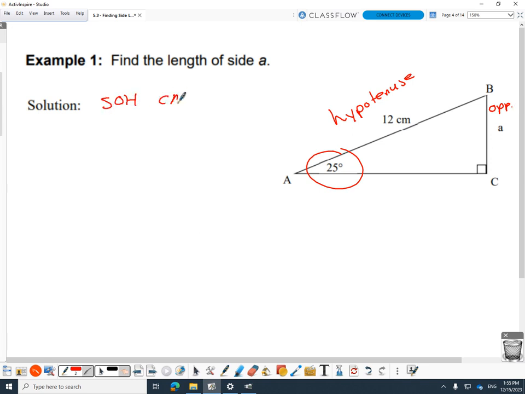SOH CAH TOA. It's decision time. Which one am I going to use in this question? I want the one that's got hypotenuse in it, because that's what I have, and it's got opposite in it, because that's what I want. Which one has, good, so.